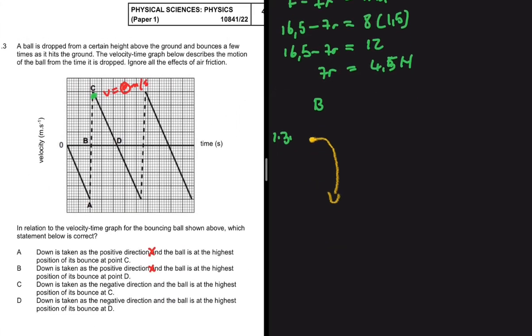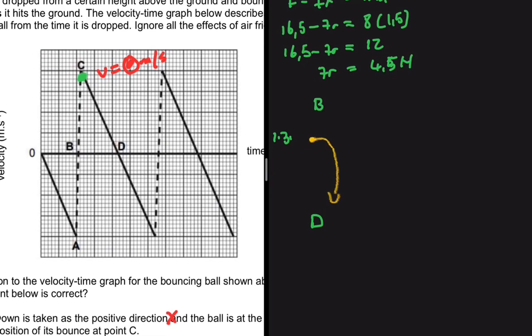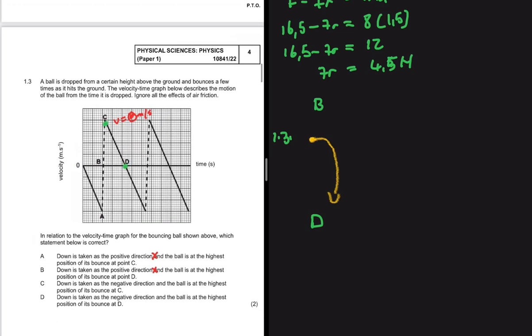Now by elimination, our only answer remaining is D. Let's look at it and see why it makes sense. Down is taken as negative, true, and the ball is at its highest position of its bounce at D. Yes, D can be our highest point because velocity at that instance is equal to 0 meters per second.